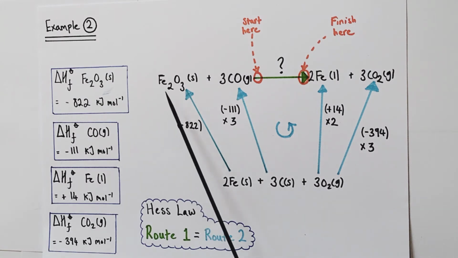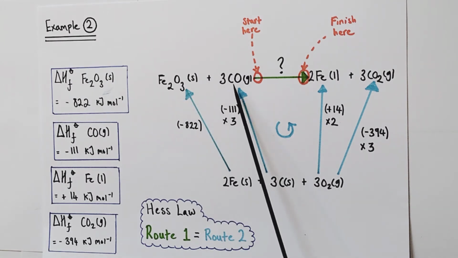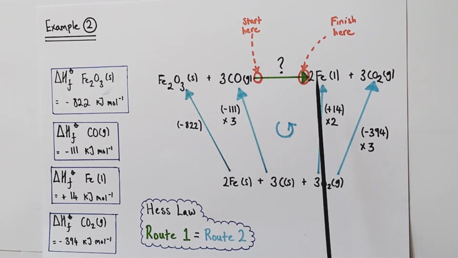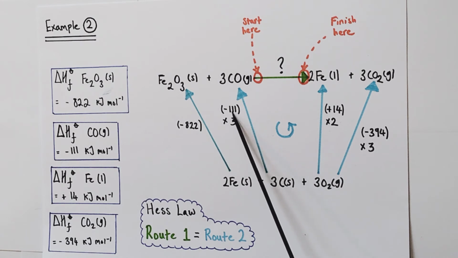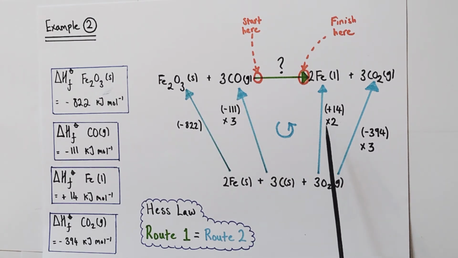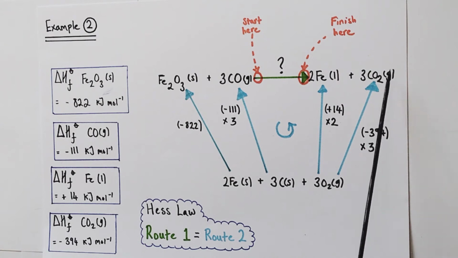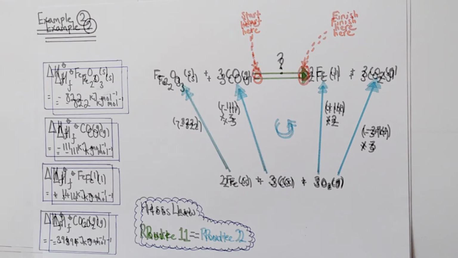So we are forming 1 mole of iron oxide, 3 moles of carbon monoxide, 2 moles of iron, and 3 moles of carbon dioxide from the elements in their standard states. Hence, I've done minus 111 times 3 to produce 3 moles of carbon monoxide, plus 14 times 2 to produce 2 moles of liquid iron, and minus 394 times 3 to produce 3 moles of carbon dioxide. But the cycle will work in exactly the same way, which I'll take you guys through now.